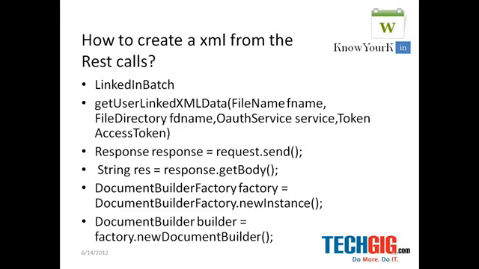So how do we create an XML from the REST call? Basically, we can create XML from the REST call by using the getUserLinkedInXMLData API, which is created for Know Your Kin. And you pass the file name and the file directory, where it basically identifies the file name and the file directory within the drive or within the system. We can now also pass the service and the access token, where it identifies the access token from the local system as well.